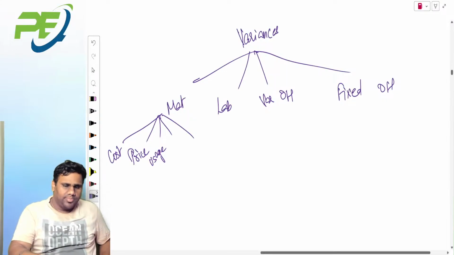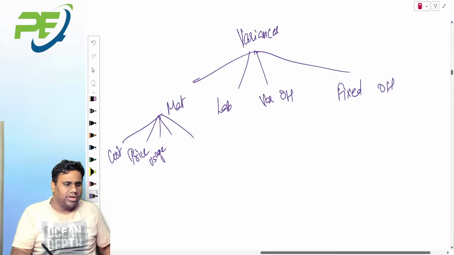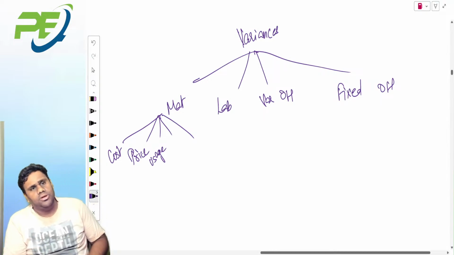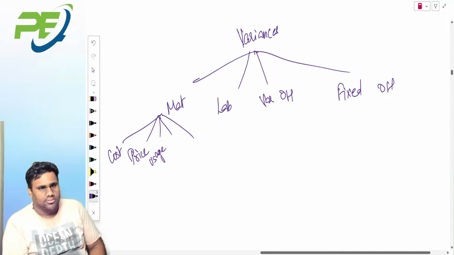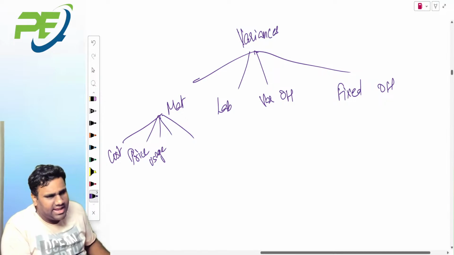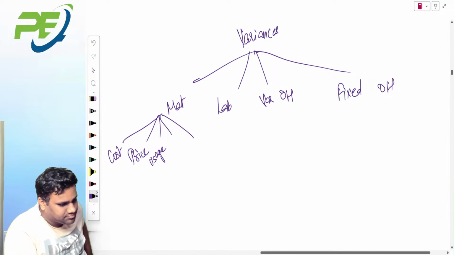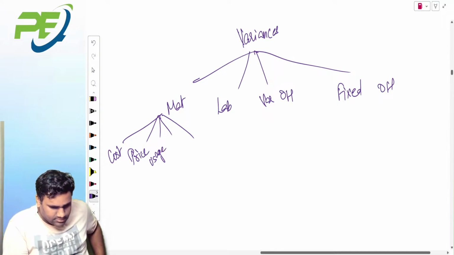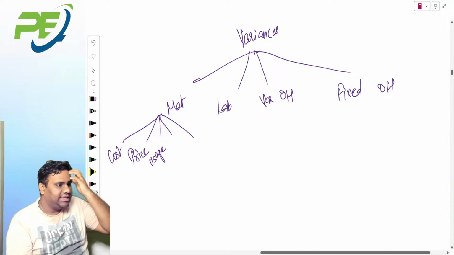Okay, so now let's continue. What was the last point number we wrote? Six. Point number 7: Material usage variance.